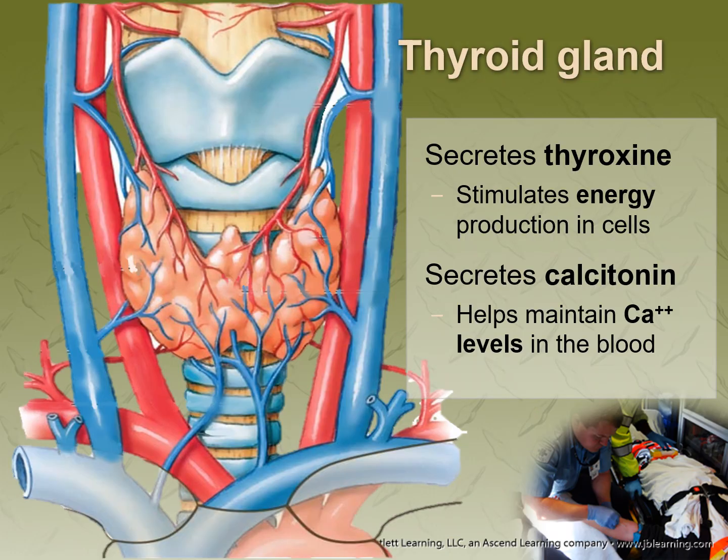Thyroid gland, all about metabolism. We secrete calcitonin here, and calcitonin is going to lower your blood calcium levels, put the calcium into the bone, is what I often say. I think this would also cause you to pee out calcium. It basically lowers blood calcium levels.